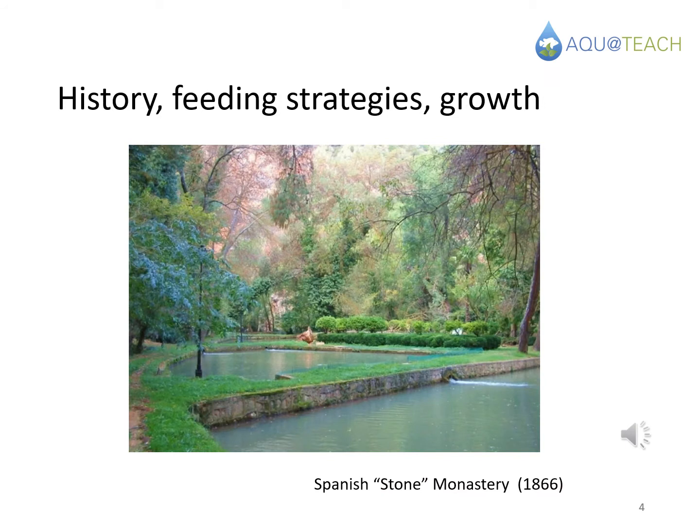In subsection 5, we'll briefly mention a bit about the history of feeding fish in order to provide some context when talking about the new feeds. This is a picture of a monastery in Spain called the Monasterio de Piedra, or Stone Monastery, one of the first fish farms in the Iberian Peninsula. It began in 1866.